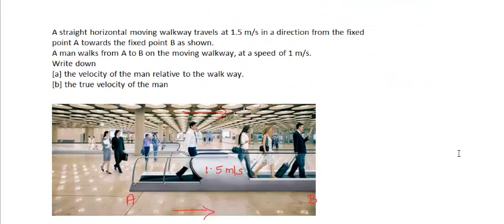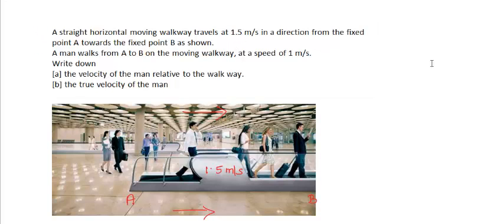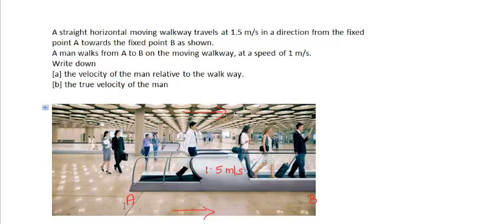Look at this example. A straight horizontal moving walkway. See, the walkway is shown in the diagram. It travels at 1.5 meter per second in the direction from a fixed point A to B. It's from west to east. The walkway speed is 1.5 meter per second. So this we can represent as the velocity of W, VW, let's take, which is the velocity of the walkway.